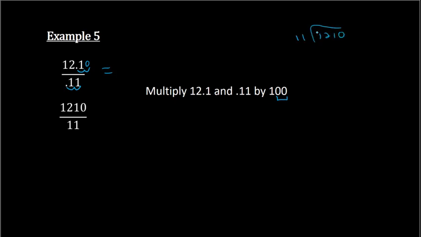When you divide, 11 goes into 12 one time. 1 times 11 is 11. Subtract, we get 1. Bring down the 1 and repeat. 11 goes into 11 one time. 1 times 11 is 11. Subtract, and we get 0. Bring down the 0 and repeat. 11 goes into 0 0 times. 0 times 11 is 0. Subtract, and we get 0. So our solution is going to be 110.